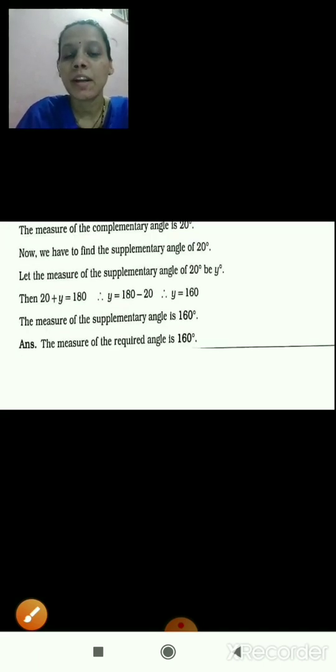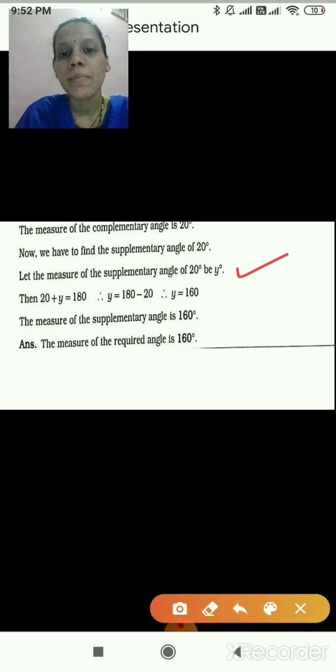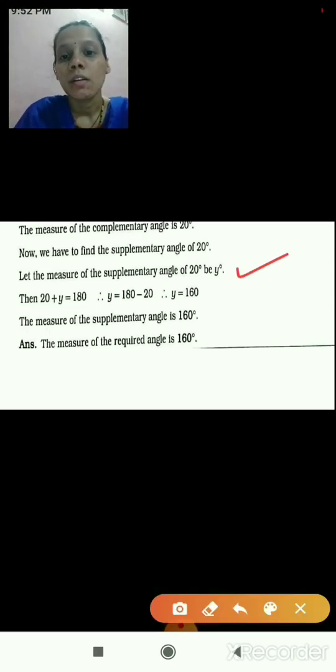Now we have to find the supplementary angle of 20 degrees. Let the measure of the supplementary angle of 20 degrees be y degrees, that we have considered. Then 20 plus y is equal to 180 degrees. Why? Because a supplementary angle measures 180 degrees. We need to find out the supplementary angle of 20 degrees. So 20 plus y is equal to 180.